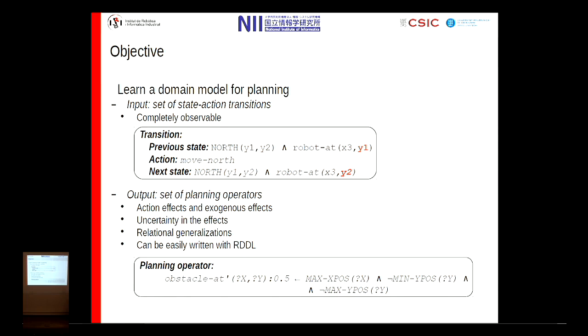And we want to obtain a set of planning operators. These planning operators will model both action effects and exogenous effects. They will have uncertainty in the effects, and they will also have relational generalizations. And the idea is that they can be easily written in RDDL to be used by planners. And here is one example of a planning operator that says that this literal will change with a probability of 0.5 if these preconditions are satisfied.